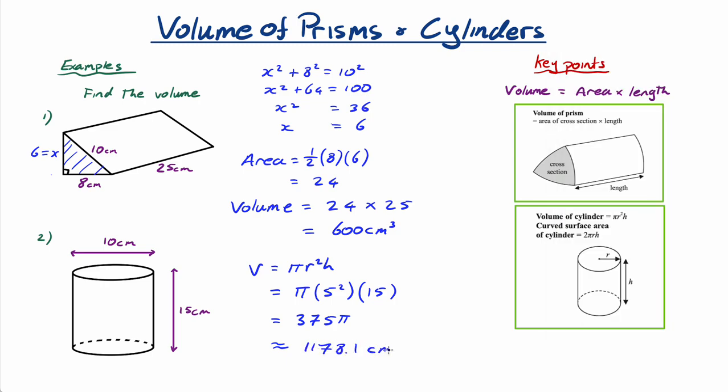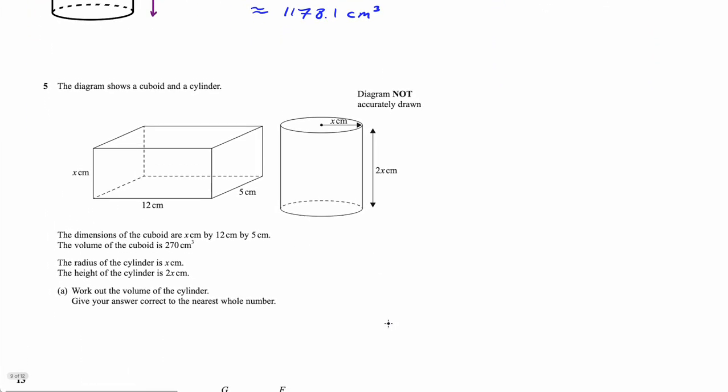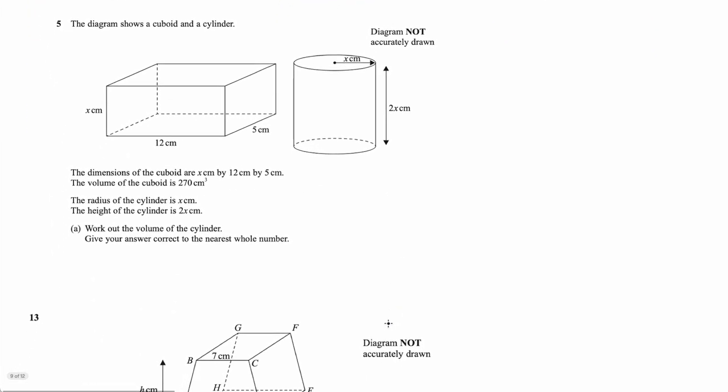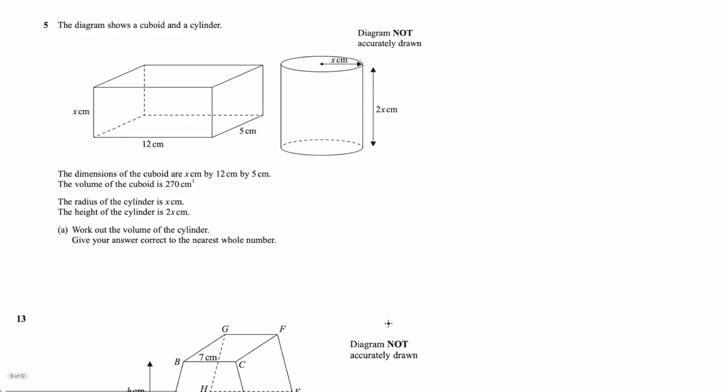1178.1, and it's centimeters cubed. Okay, so that's kind of the basics. Let's now move on to some more challenging questions, past paper questions. So here we have question 5, so I'm not expecting it to be too difficult, but it certainly doesn't look easy.